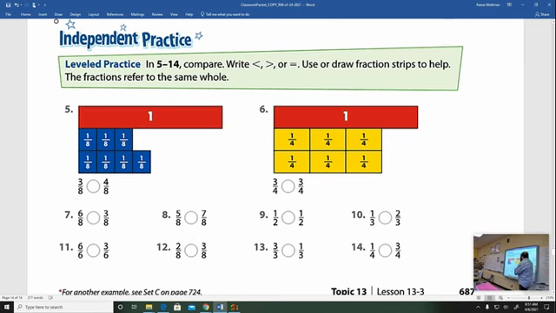This is pretty easy, guys. Look what they're asking you to do. You're just comparing, most of it, using the symbols. If you need to draw fraction strips down here, draw the fraction strips. But I think in most cases you're not going to need to, right? Because when the denominator is the same, the numerator matters.